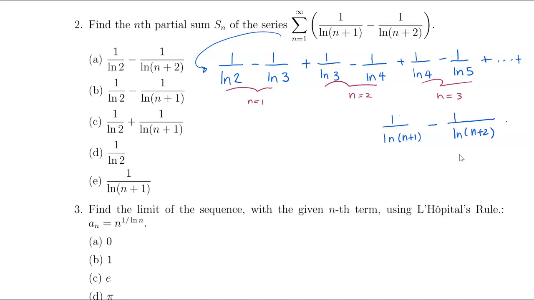Now, notice that this term here cancels with that term. This suggests that the inner terms actually just cancel out. And what would remain will be this term here, which is the first term, 1 over ln 2, and then the last term, which is 1 over ln of n plus 2. And that is your S sub n. That is the sum of the first n terms. That is the first choice.